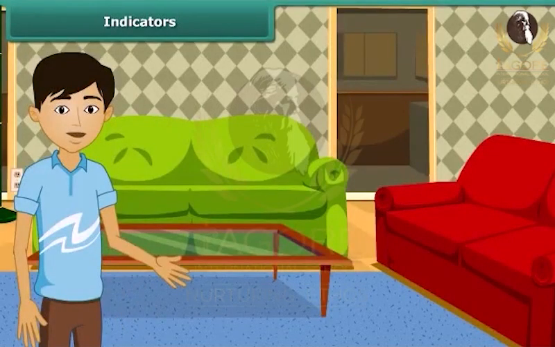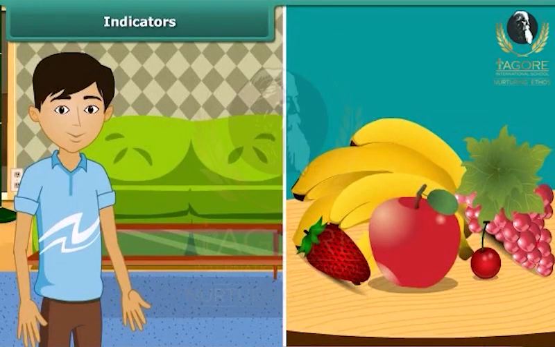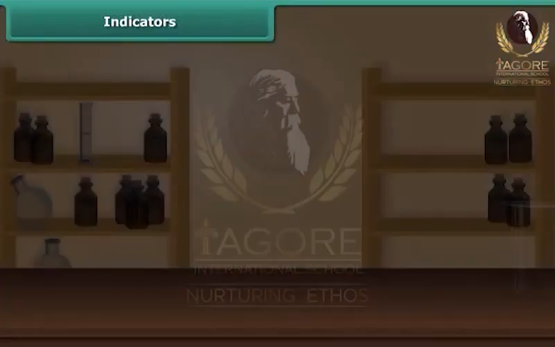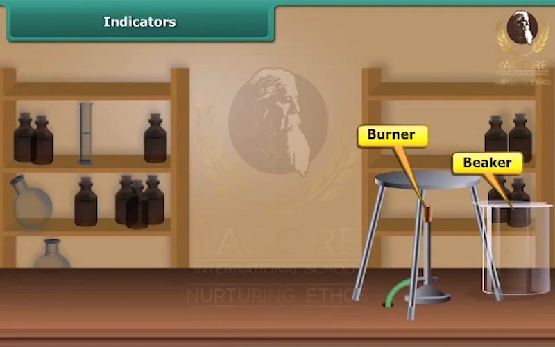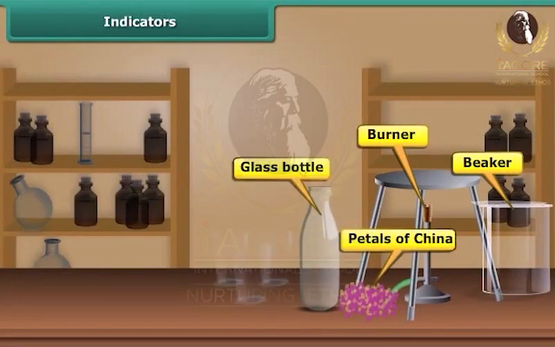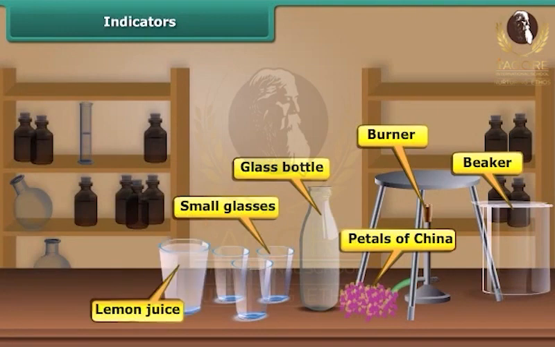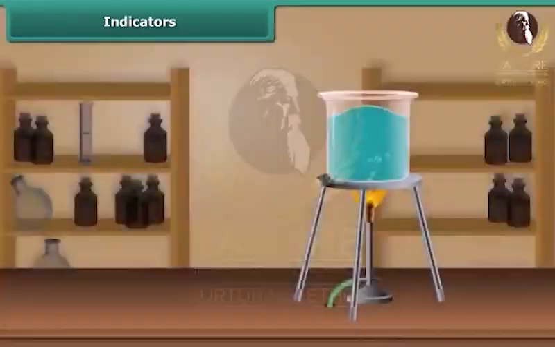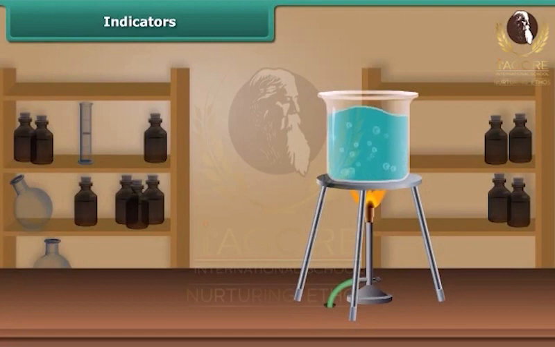Students, how can you find that a fruit is acidic or basic? You can easily test the acidic or basic nature of a substance by making a simple indicator solution at home. You will need a beaker, gas stove, petals of China rose, a clean glass bottle, 3 small glasses, lemon juice, soap solution, and distilled water. Pour some distilled water in a beaker and heat it on the gas stove. Heat till the water becomes warm.